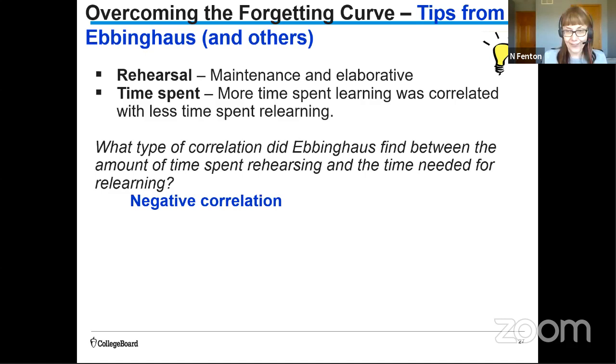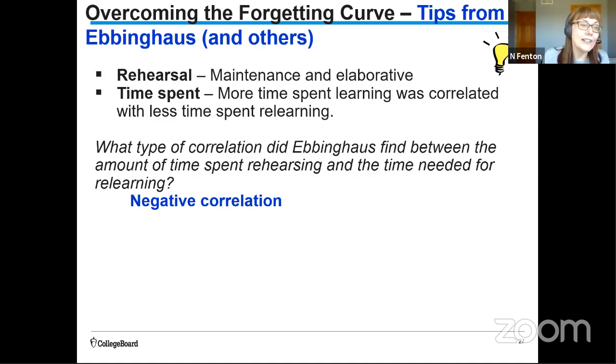And this is a negative correlation because the variables are going in different directions. So the more time you spend studying or learning, less time was needed with relearning. So on a scatter plot, that would create a correlational slope that was kind of sloping down. And in fact, Ebbinghaus found that this negative correlation was really strong. It was close to negative 1.0. It was not linear, but getting there. So it's really strong. So that's something to think about. You get out of studying kind of what you put into it.